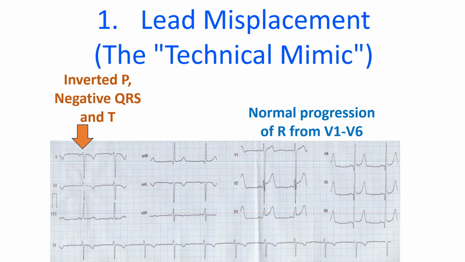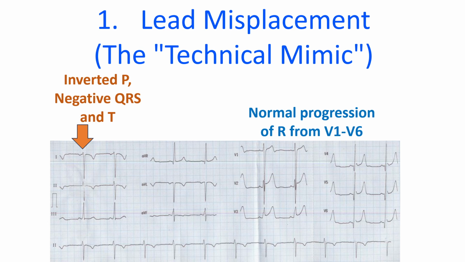The most frequent error isn't clinical, it's technical. Reversing the limb leads is a classic trap. Swapping the right arm and left arm leads produces a T-wave inversion in lead 1 and an upright P-wave in AVR, which can be mistaken for dextrocardia or a lateral myocardial infarction. Always check lead 1 and AVR first.